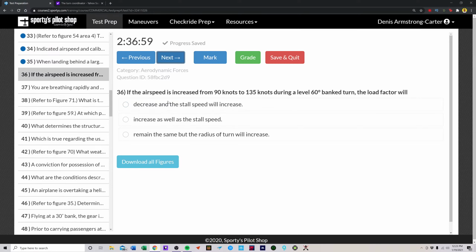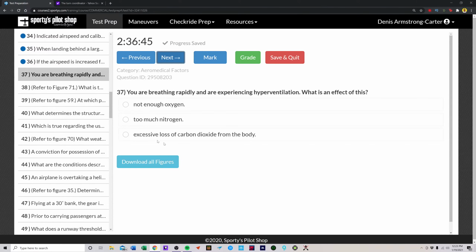If the airspeed is increased from 90 to 135 knots during a level 60-degree bank turn, the load factor will increase, as will the stall speed. That is true, because you're banking that hard, you're going to increase that stall speed.